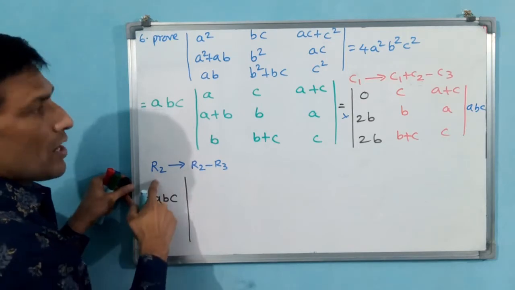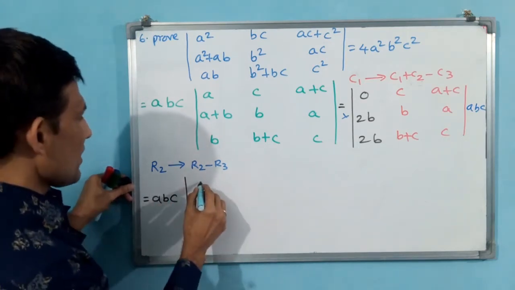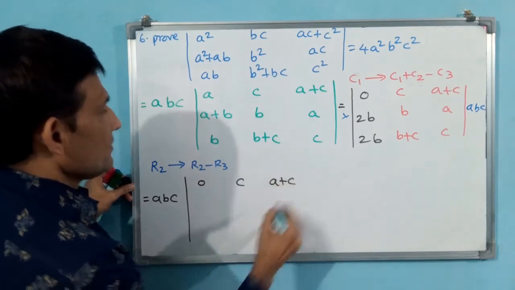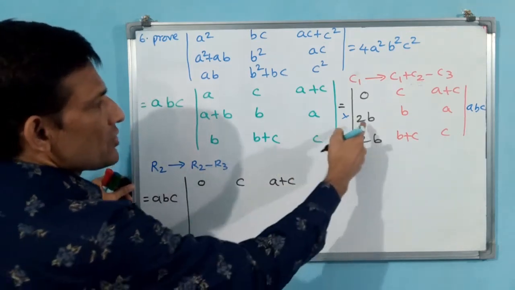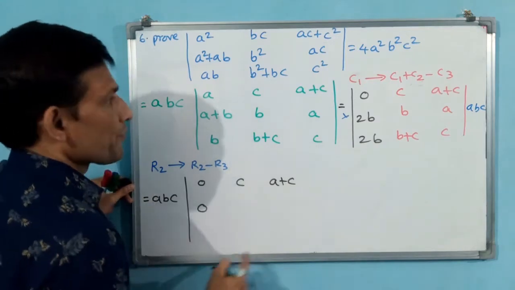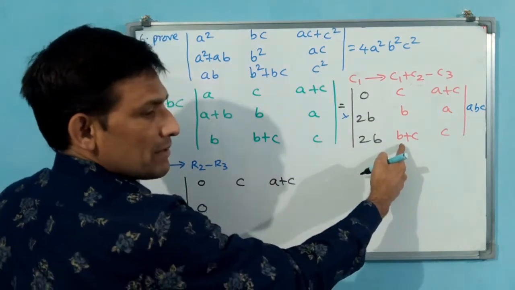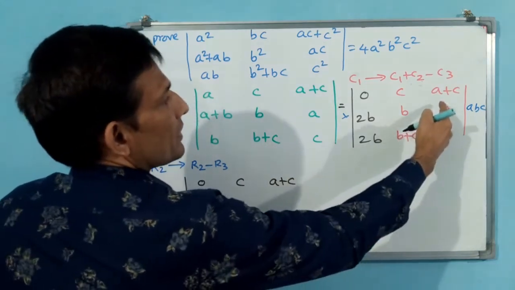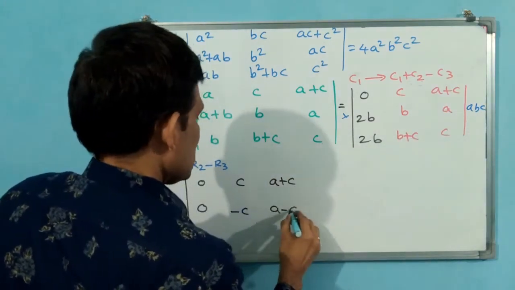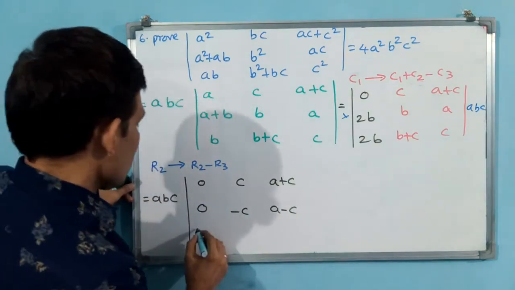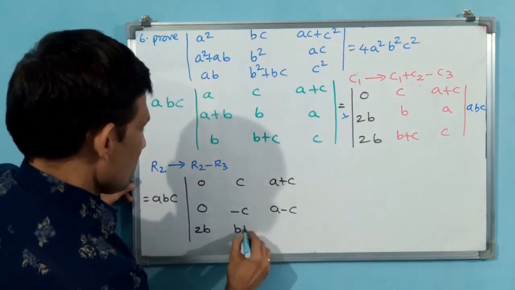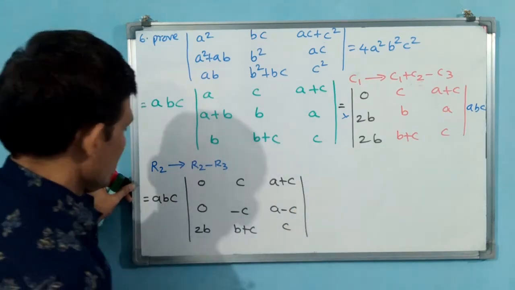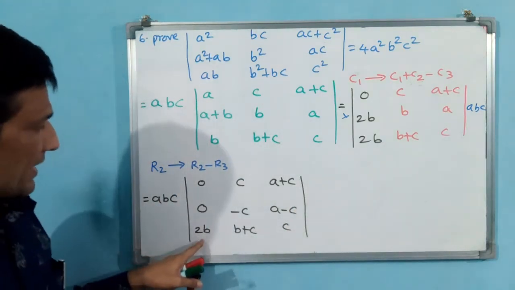See, R2 we are changing, R1 no. So copy R1: 0, c, a plus c. R2 we are changing: 2b minus 2b is 0, b minus b plus c minus c, a minus c. And this one is the same: 2b, b plus c, c. Now I can expand with 2b.